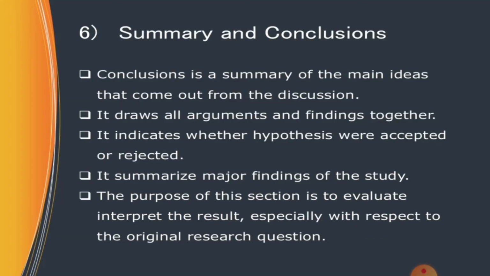Summary and conclusion. Conclusion is a summary of the main ideas that come out from the discussion. It draws all arguments and findings together. It indicates whether hypotheses were accepted or rejected. It summarizes major findings of the study. The purpose of this section is to evaluate and interpret the results, especially with respect to the original research questions.